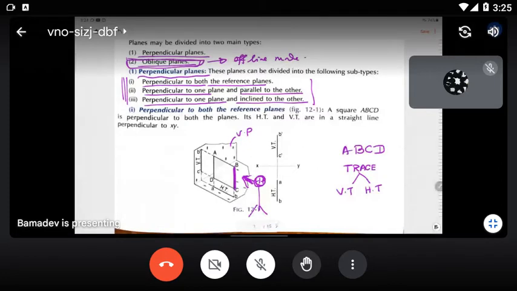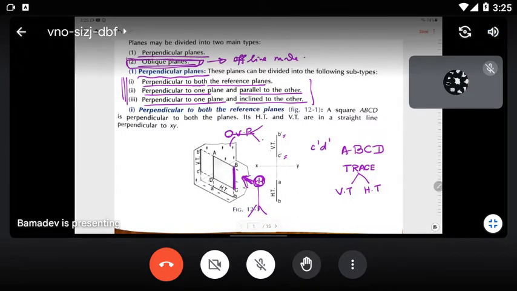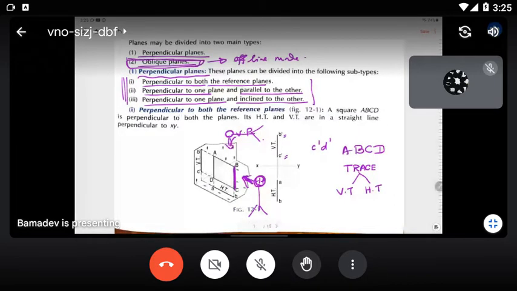Here the front view is always given with a name with a dash, so C dash D dash. C dash D dash is the front view. At the same time, this straight line is also the vertical trace. Similarly, if you come to this position and look downward, what will you see? You will see another straight line AB.